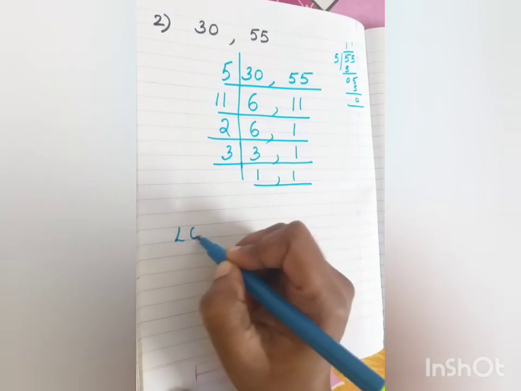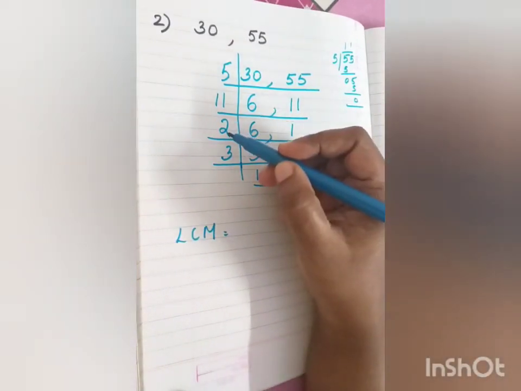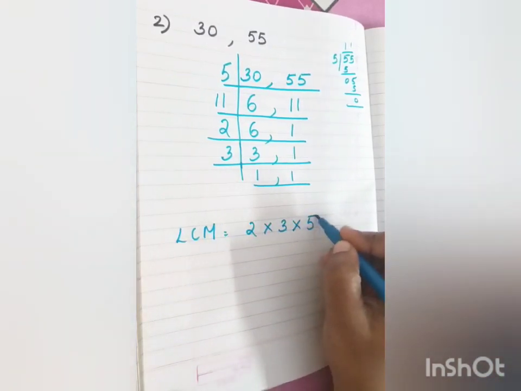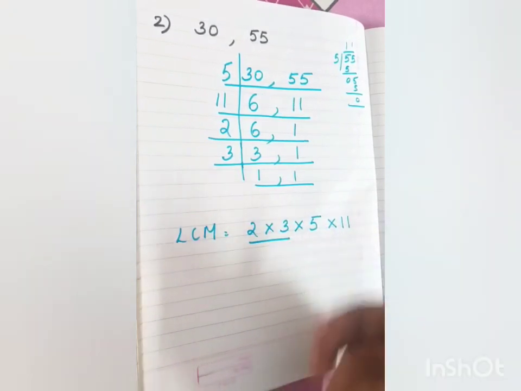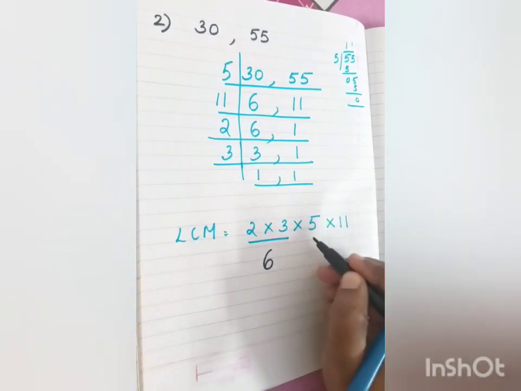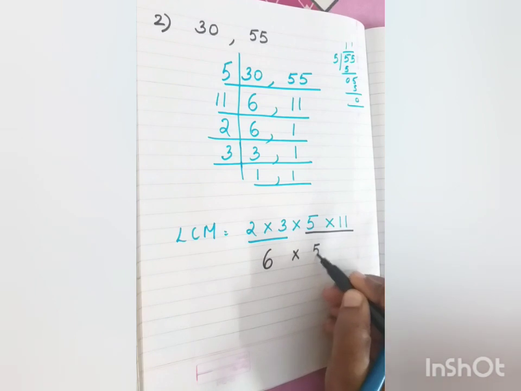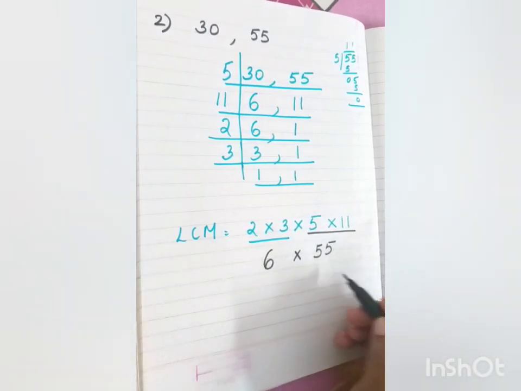So now let's find the LCM. We'll write everything in ascending order. 2 into 3 into 5 into 11. So here, what is 2 into 3? 2 into 3 gives 6. What is 5 into 11? 5 11s are 55.